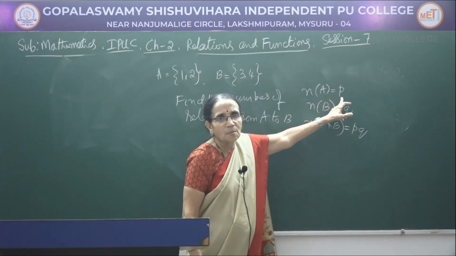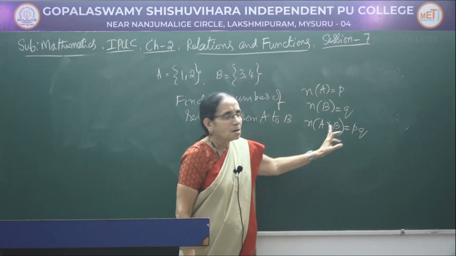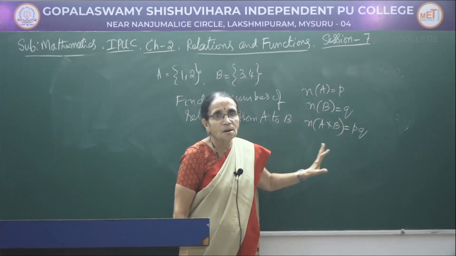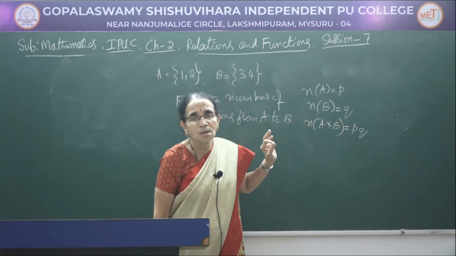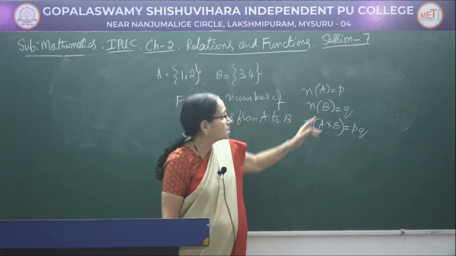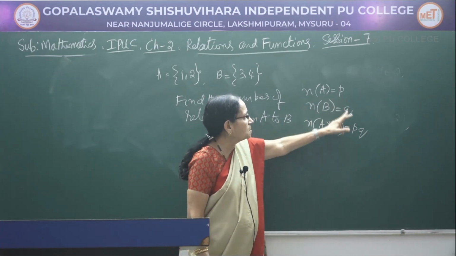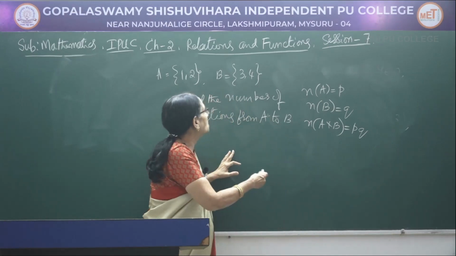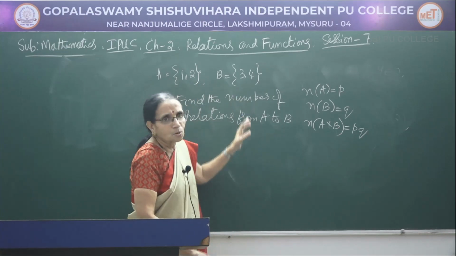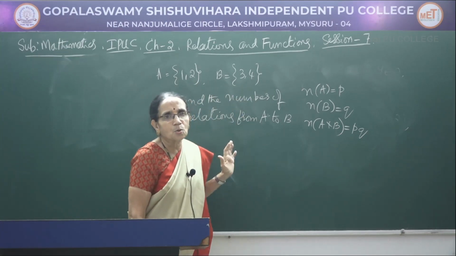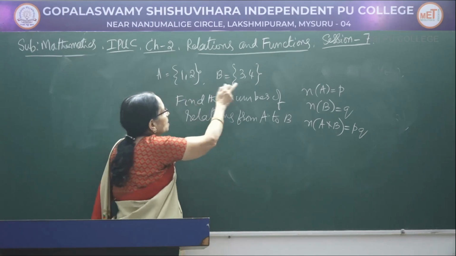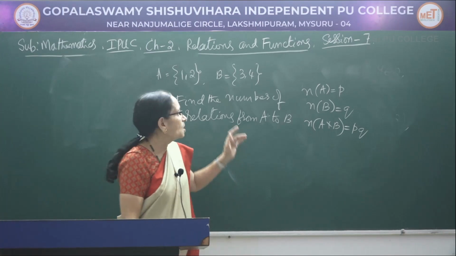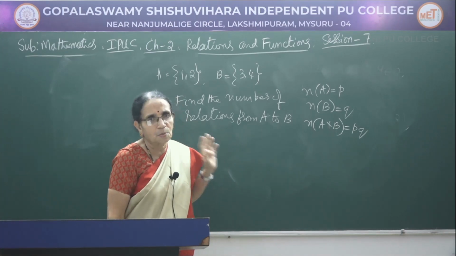Suppose A contains two elements and B contains three elements, then the Cartesian product of A and B will contain 2 threes are 6 elements, 2 into 3, that is 6 elements. So generally, if this is P and this is Q, that Cartesian product will have PQ elements. Here also you can see A has 2 elements, B has 2 elements. So A cross B will be 2 into 2, 4 elements. What are they? 1 comma 3, 1 comma 4, 2 comma 3, 2 comma 4. So these are the elements of the Cartesian product A cross B.